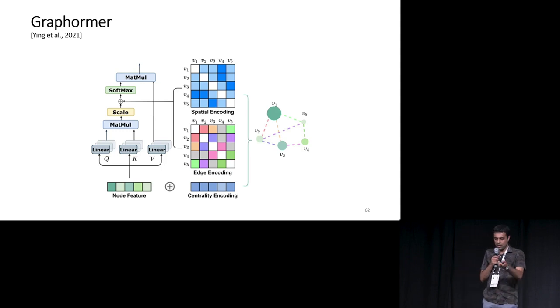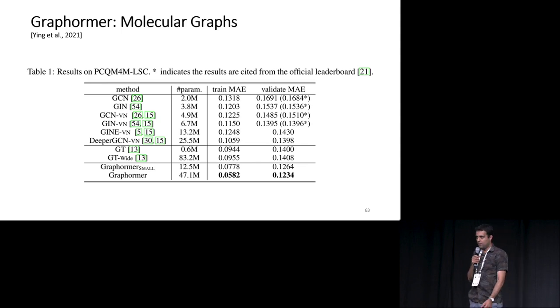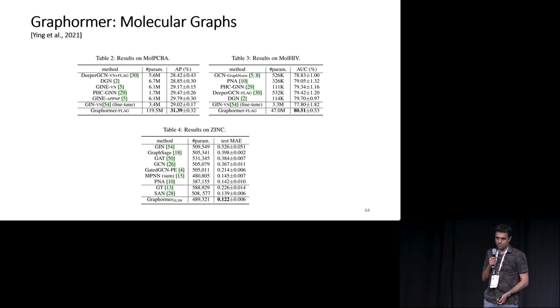Okay, so again, the left side is pretty much your standard QKV attention, and you have the centrality and spatial encodings coming into the model. And it turns out that their approach works pretty well in molecular graphs. In fact, there's this large-scale molecular data set on which they were able to move the state of the art, and they got pretty good performance on other molecular and chemistry data sets.